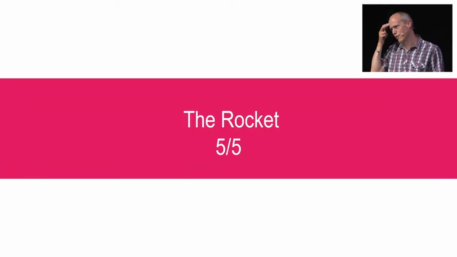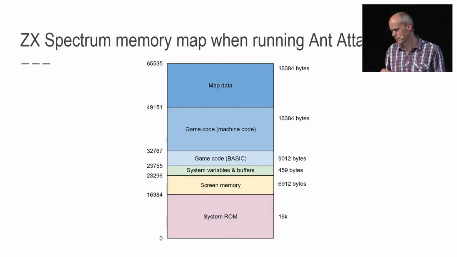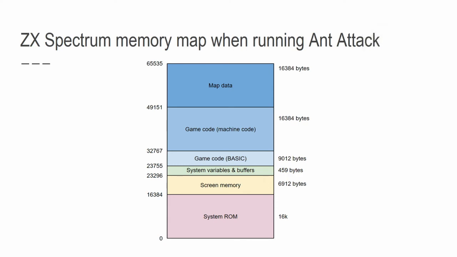So now we get onto the rocket, and why is a trainer like a rocket? So we go back to the memory map, and we look at the memory map when ARTtech is running. We have the ROM at the bottom, we have the screen memory, we have the system variables and buffers again. The game code takes up about 9K. Then we have 16K of machine code that's actually running the game, doing the sound effects, drawing the graphics, all those kind of things. And at the top, we have 16K of map data. That voxel map data takes up a whole 16K.